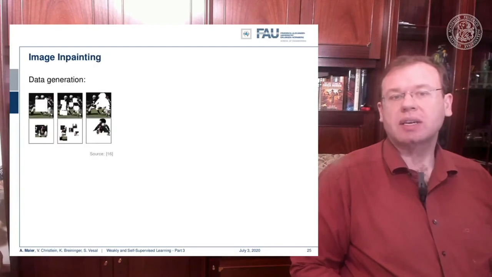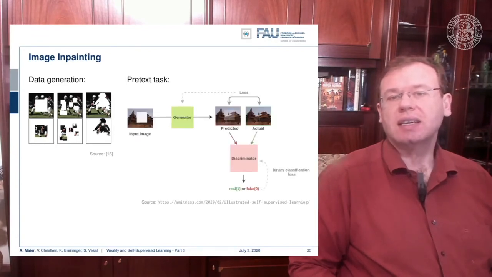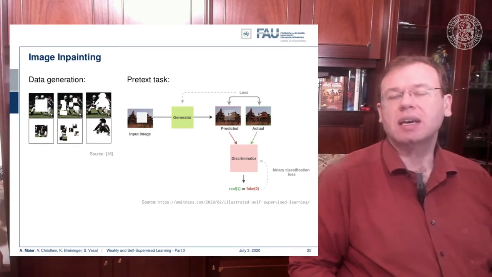Furthermore, you can also go into inpainting, so you can occlude parts of the image and then try to predict those. And this then essentially results in the following task, that you try to predict an image completion, where you compare the actual full image to the actual prediction that was created by your generator, and you can train these things, for example, in a GAN type of loss setting, where you have a discriminator that then tells you whether this was a good inpainting result or not.